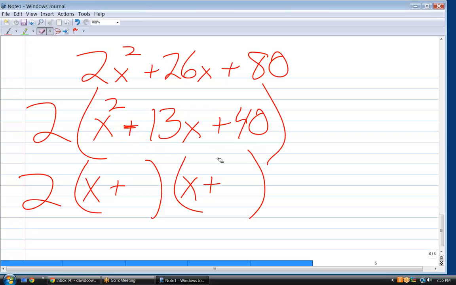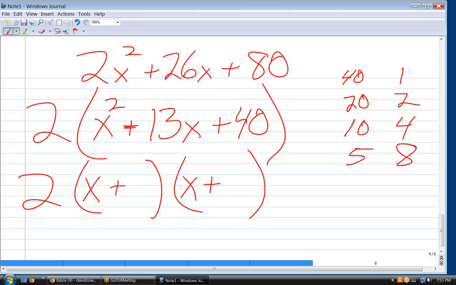Let's see. 2 and 20, 4 and 10. I don't know. It's not divisible by 3. Hold on. Let's go through the process you're doing. 40 and 1. What was the next one? 20 and 2. Notice I cut 40 in half and I doubled 1. Keep doing that. So 10 and 4. Keep doing it. 5 and 8.